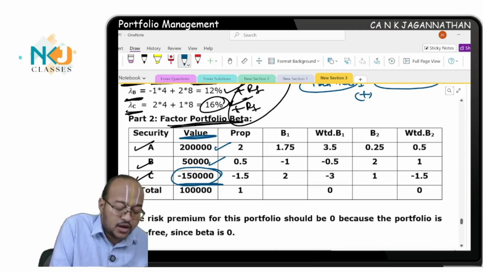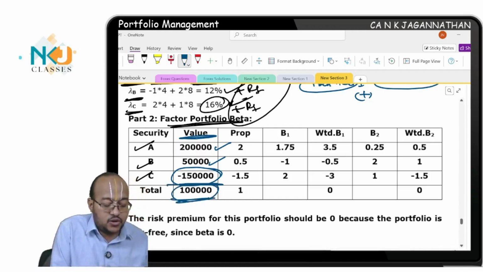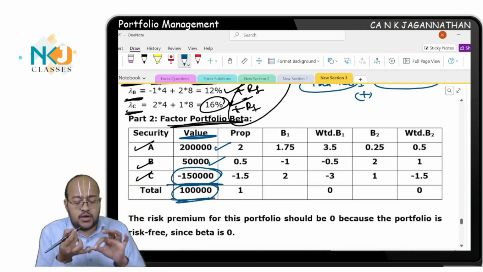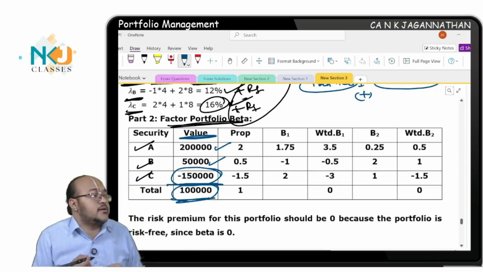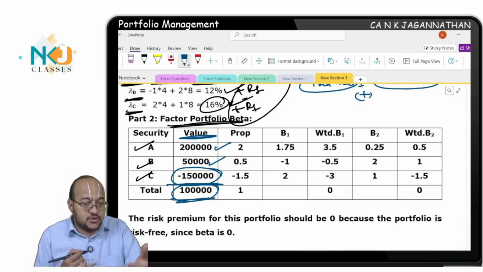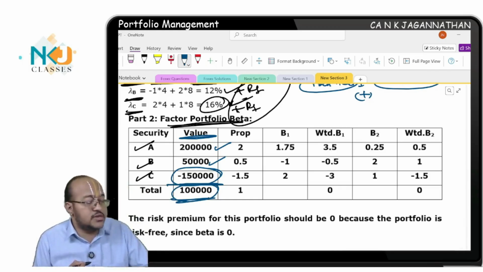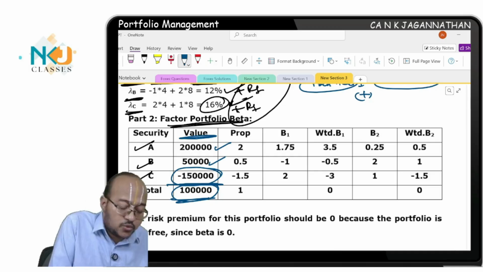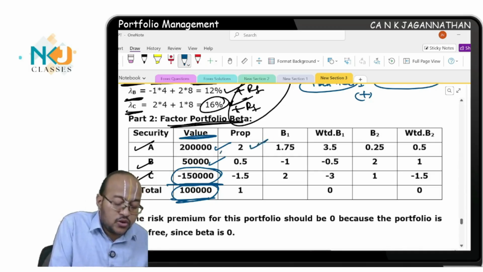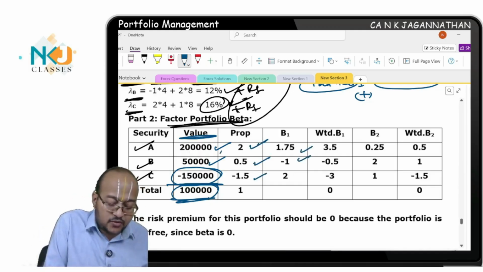Next, proportion. The total comes to 1 lakh. I told you na that the total is the capital you have in your hand. You had 1 lakh plus you sold 1 lakh 50,000. You raised 2 lakh 50,000 total. Out of it, 2 lakh invested in A, 50,000 invested in B. So proportion: 2 lakh by 1 lakh is 2, 50,000 by 1 lakh is 0.5, minus 1 lakh 50,000 divided by 1 lakh is minus 1.5. Respective betas you got.